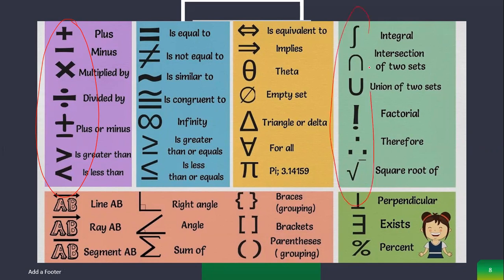This one is for higher math. This one is for grouping symbols. We have the braces, the brackets, and the parentheses. These are commonly used in geometry. This one is mostly for algebraic expressions. All right? You have to remember this one, this is used for logic.